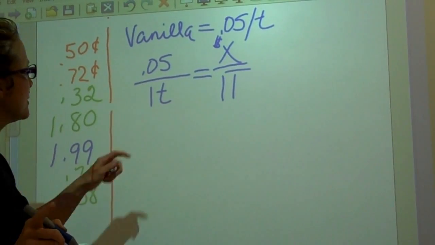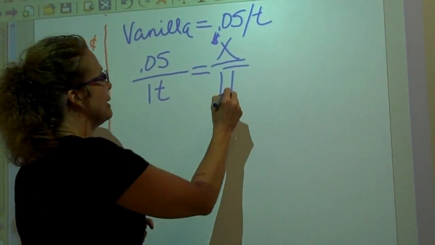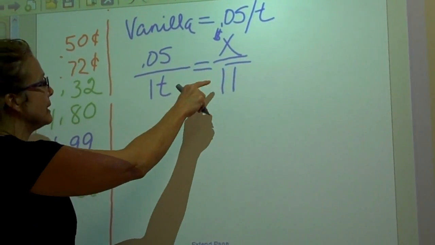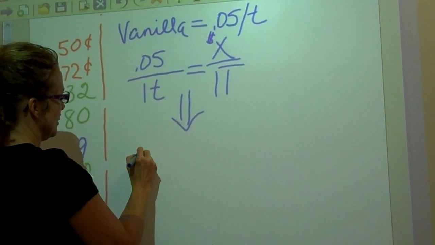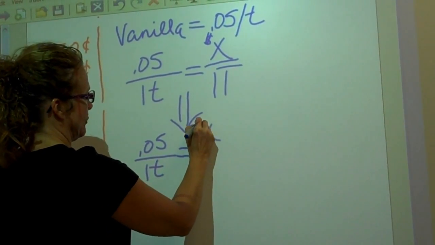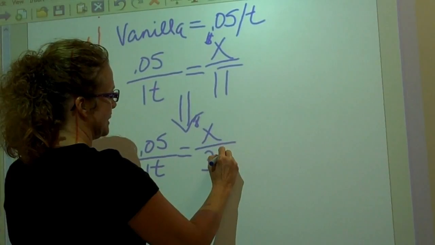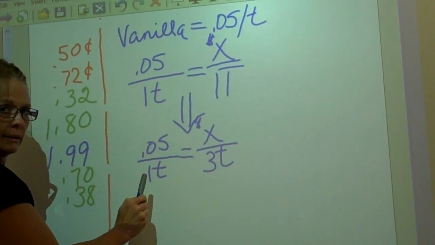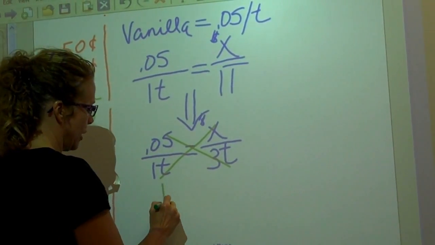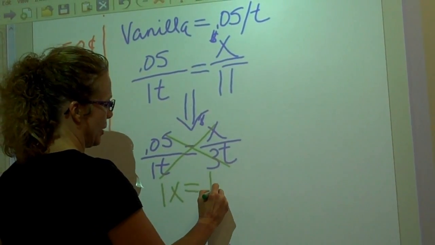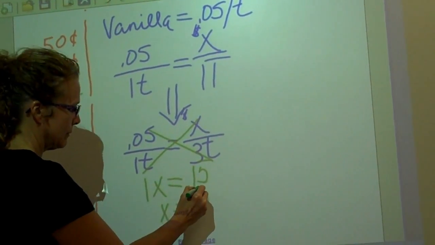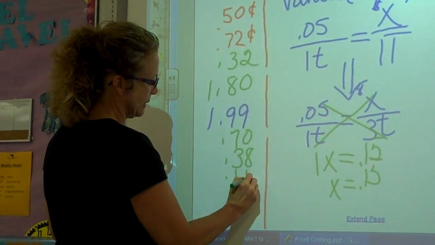So hopefully some of you see the discrepancy. Money to money, good to go. Teaspoon to tablespoon is a mistake. So we need to convert this. And we know that there are 3 teaspoons in a tablespoon. So we rewrite that as 0.05 is to 1 teaspoon as x, we're wanting to know cost there, is to 3 teaspoons. So now we're money to money, teaspoon to teaspoon. Cross multiply. You get 1x equals 0.15. So x equals 15 cents. All right, so we'll add 15 cents to our list over here.